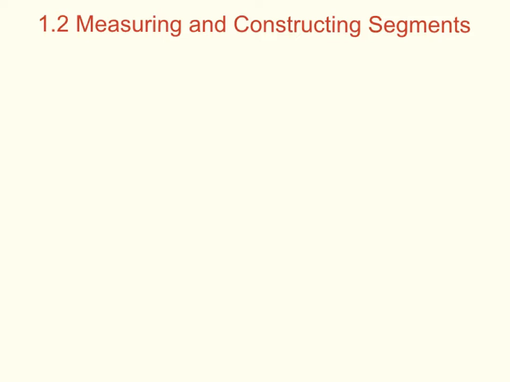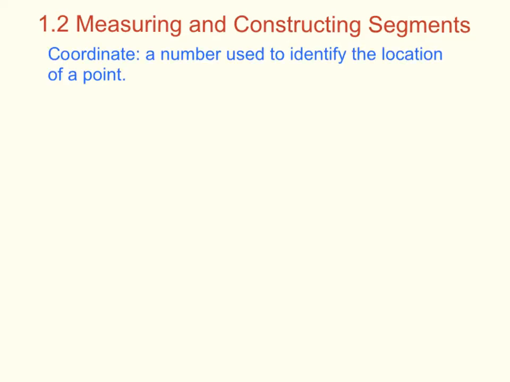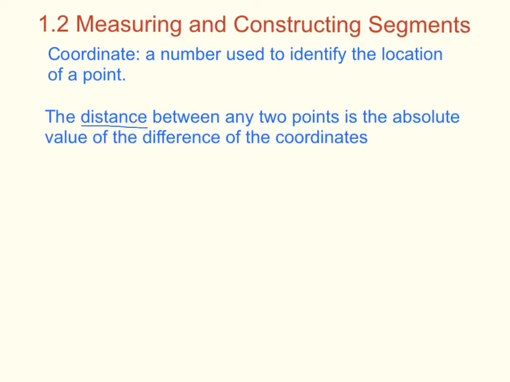A ruler can be used to measure the distance between 2 points. A point corresponds to one and only one number on the ruler. That number is called the coordinate, so that is your vocab word. A coordinate is a number used to identify the location of a point. The next vocab word is distance. The distance between any 2 points is the absolute value of the difference of the coordinates.